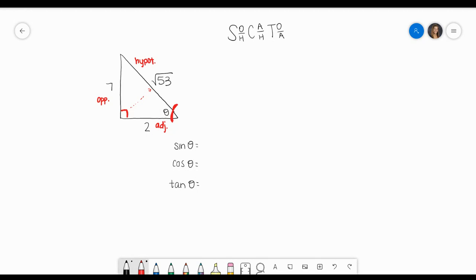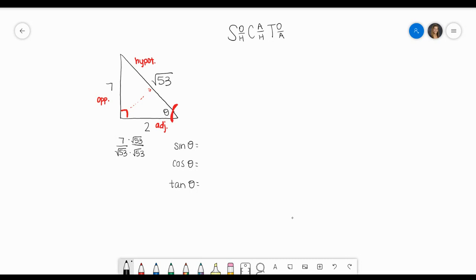So our first 3 trig ratios are sine, cosine, and tangent. When we are dealing with our sine, I'm going to write this off to the side. Now, sine is opposite over hypotenuse. We see that up here in our initials. So our opposite side that we have labeled is 7, and our hypotenuse is the square root of 53. Now, as we've been talking about, we do not like when we have a square root in the denominator. So to get rid of it, we need to rationalize the denominator by multiplying that denominator to both the top and the bottom of our fraction.